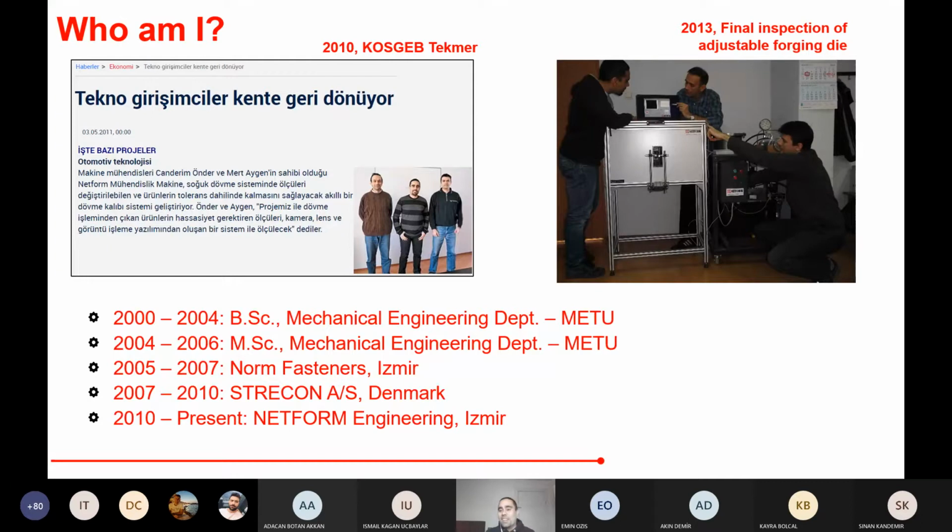And then, as you can see here, after 3 years, we finalized our prototype adjustable forging die, which was working with 1,000 bars internal pressure, and it was ready to present, and we successfully finished that project. But unfortunately, it remained only as a prototype. We couldn't sell it or move to mass production because of some bulky sizes and so on.